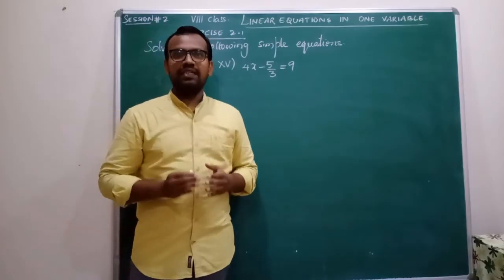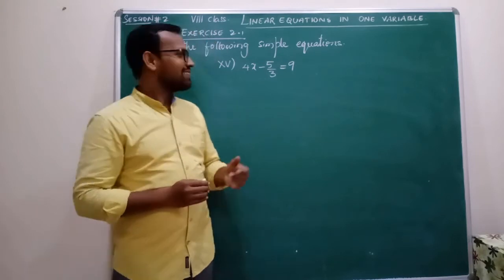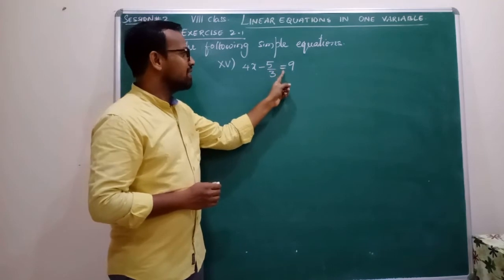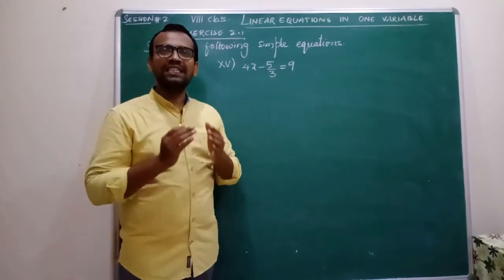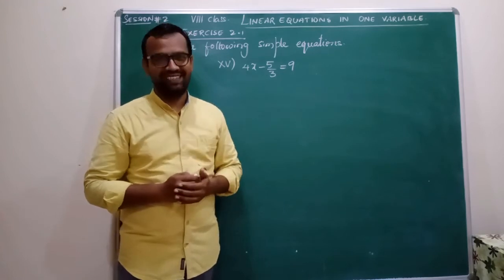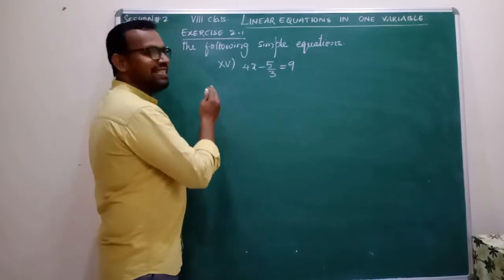The 15th equation is like this: 4x - 5/3 = 9. We need to solve this equation. That means we need to find the value of x. Okay, let us find the solution.